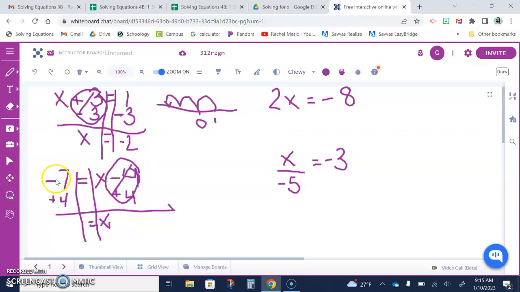And then over here on the left, negative 7 plus 4. If we play tug of war, the negative team wins. They have 3 extra players on their team. So x is negative 3.